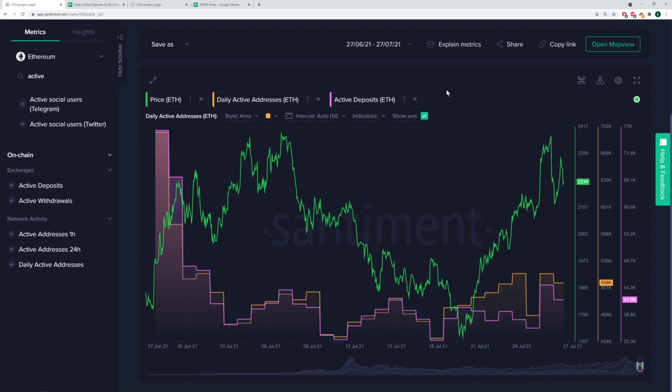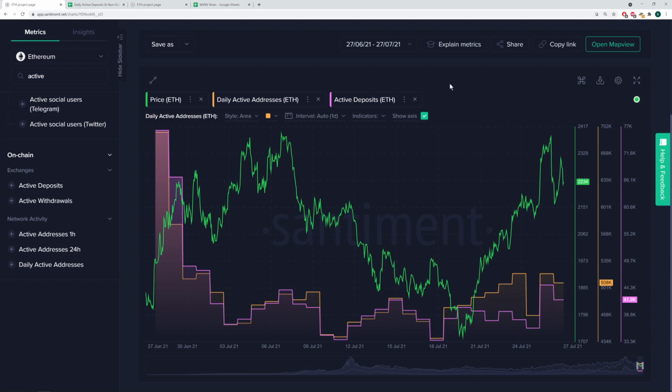So right now, what we're looking at is the daily active addresses and active deposits for Ethereum overlaid on the same chart. Essentially, daily active addresses are the total amount of unique addresses interacting on the network on a given day, while active deposits are known deposit addresses of those total active addresses and how many of them are actually making a transaction on a given day, interacting with the Ethereum network.